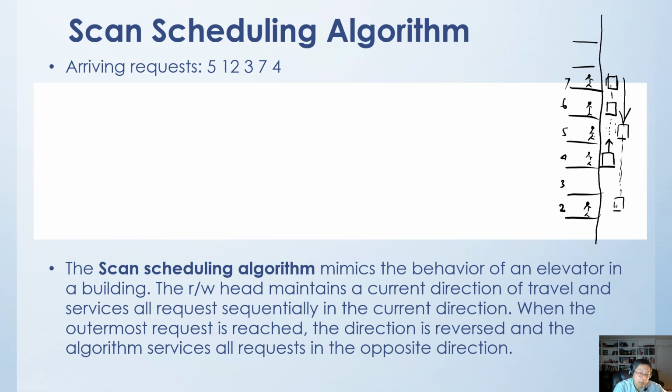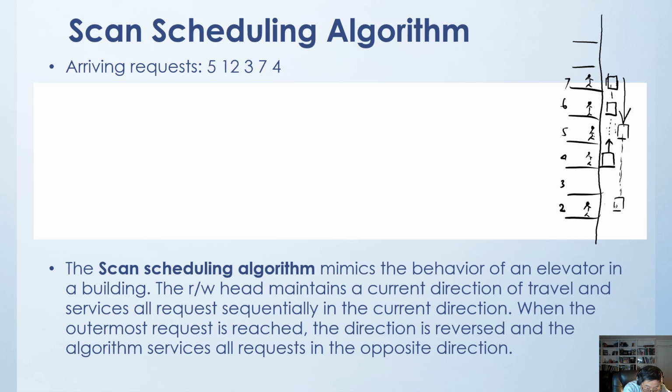Now, the SCAN scheduling algorithm basically mimics the behavior of an elevator. Using SCAN, the read and write head maintains the current direction of travel and services all requests sequentially in the current direction. When the outermost request is reached, the direction is reversed, and the algorithm services all requests in the opposite direction. Now let's take a look at the same example we just discussed.